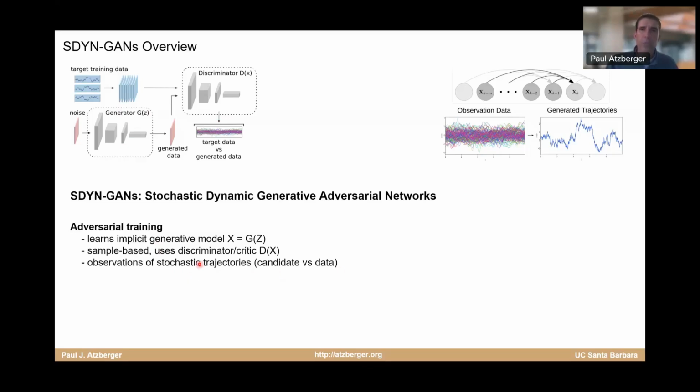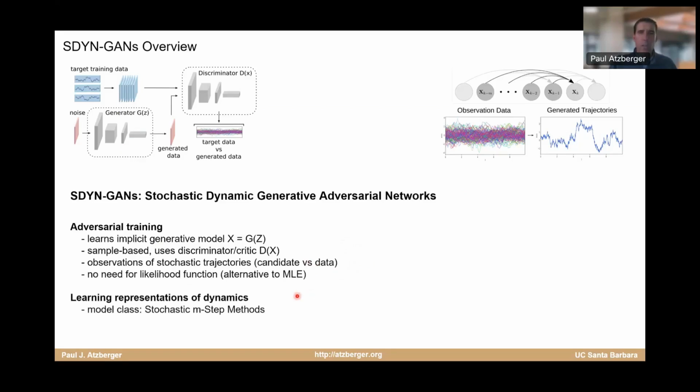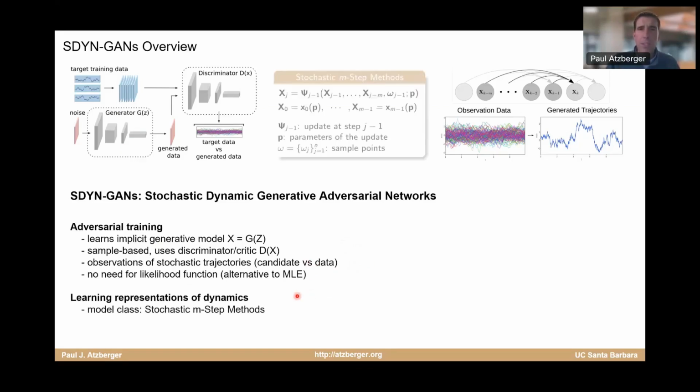So the key idea here is that we want to be completely sample based, so we can avoid having to specify likelihood functions. Throughout, there will be no likelihood functions. You can think about these as methods that are alternatives to maximum likelihood estimation. The learned representations I'm going to use as my model class are stochastic M-step methods.